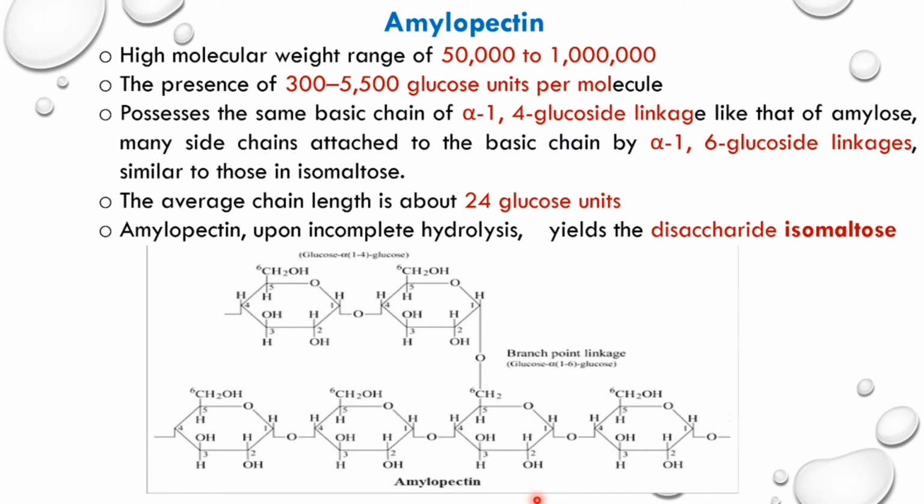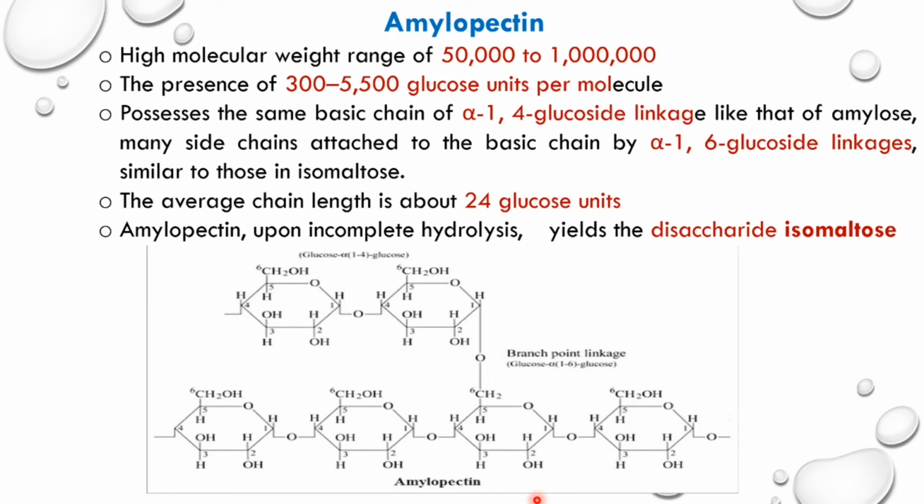Next compound is amylopectin. It has a high molecular weight, ranging from 50,000 to 1 lakh, with the presence of 300 to 5,500 glucose units per molecule. It has the same basic chain with alpha 1,4 glycosidic linkage as in amylose, but there are some branches with alpha 1,6 glycosidic linkage, similar to those in isomaltose.